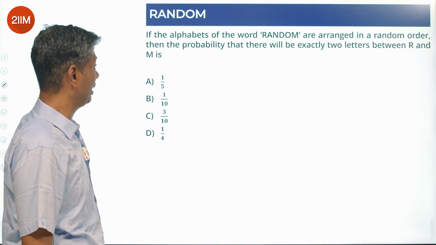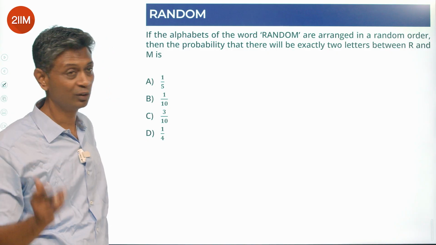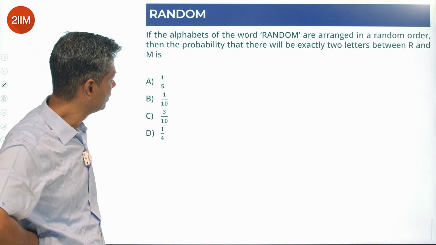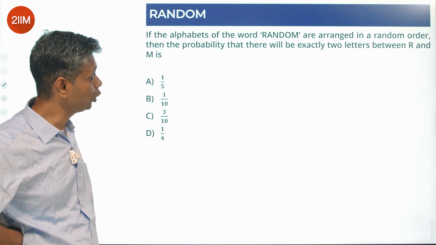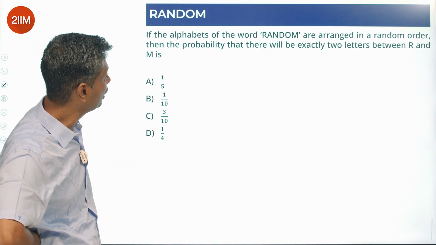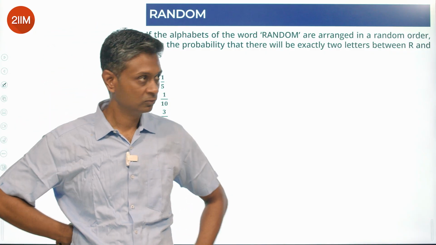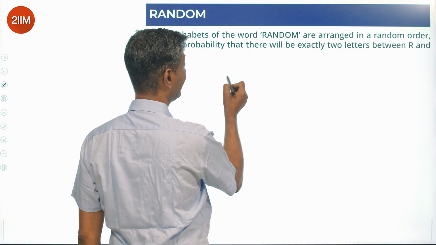If the letters of the word RANDOM are arranged in a random order, very nice. I really like it when the letters are distinct. Then the probability that there will be exactly 2 letters between R and M. So they can be rearranged in 6 factorial ways. Right? That's the denominator. What can happen when exactly 2 letters are between R and M?